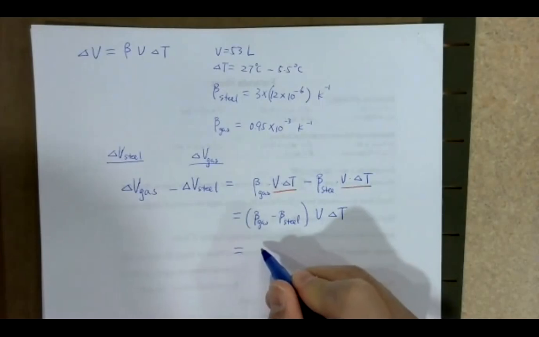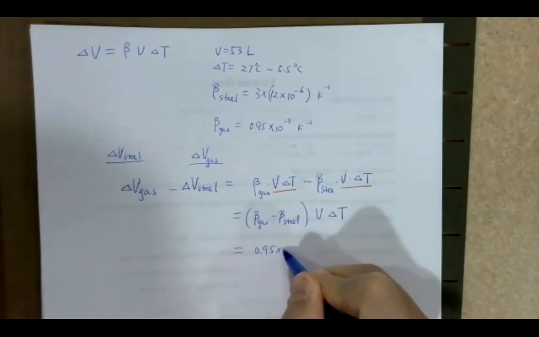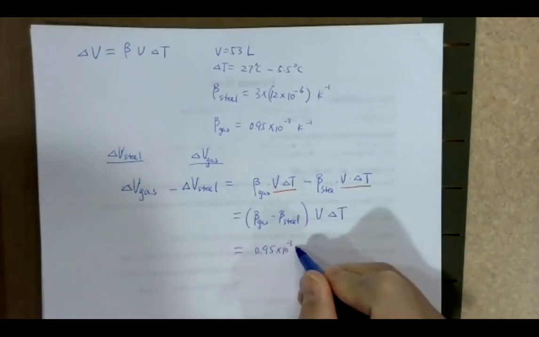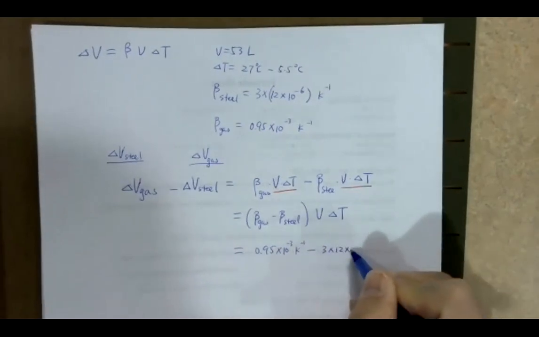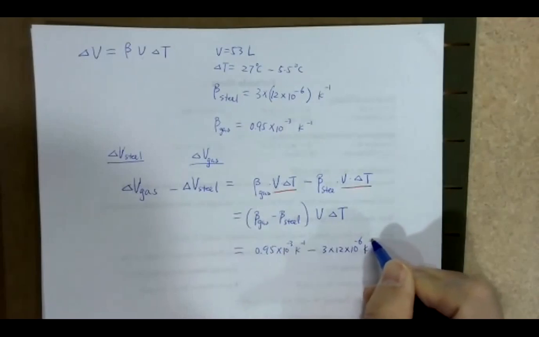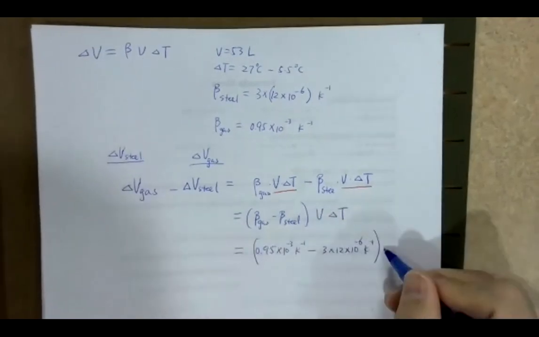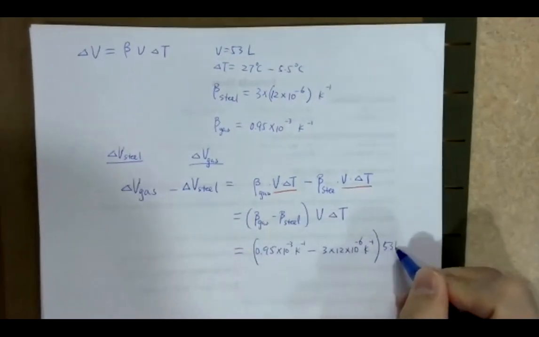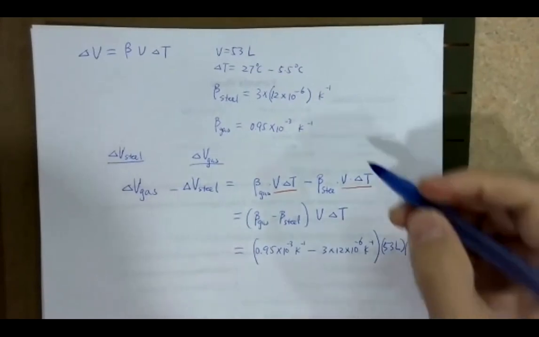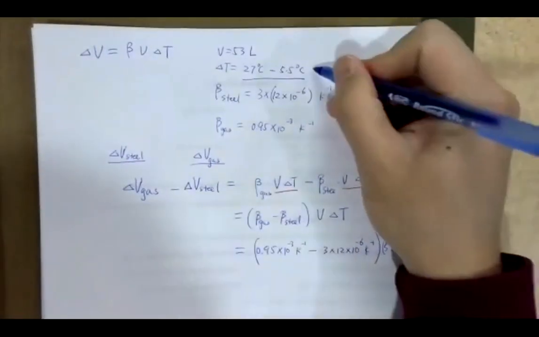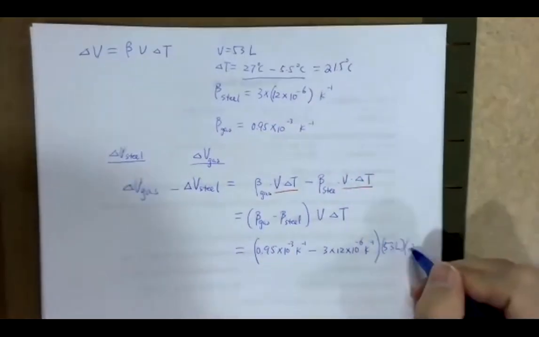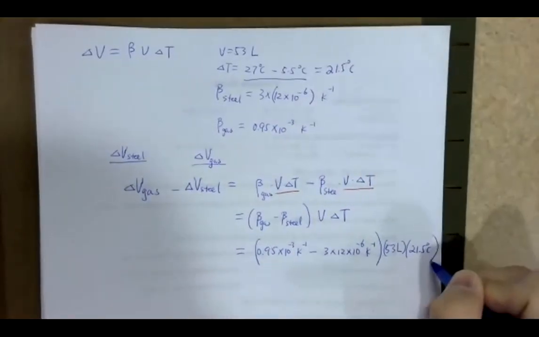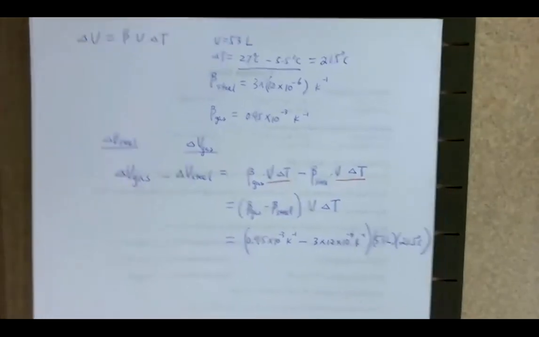So this is 0.95 times 10 to the minus 3 Kelvin inverse minus 3 times 12 times 10 to the minus 6 Kelvin inverse, times 53 liters times delta T, which is that one minus that one, that would be 21.5 degrees Celsius. So 21.5 degrees Celsius then.